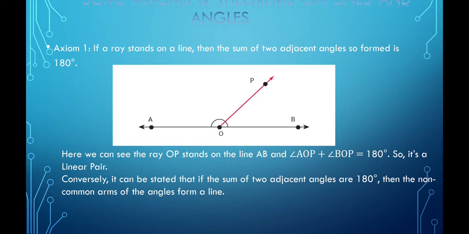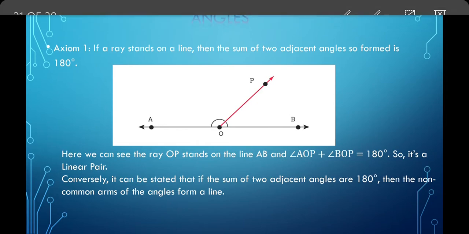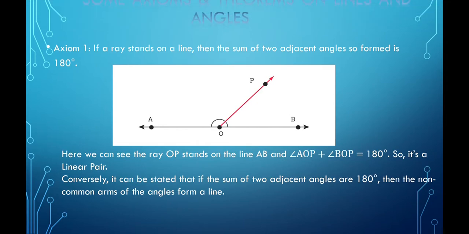Today we learn about some basic axioms and the properties of angles. So axiom 1 says that if a ray stands on a line, then the sum of the two adjacent angles so formed is 180 degrees. So this is the linear pair property we have learned.